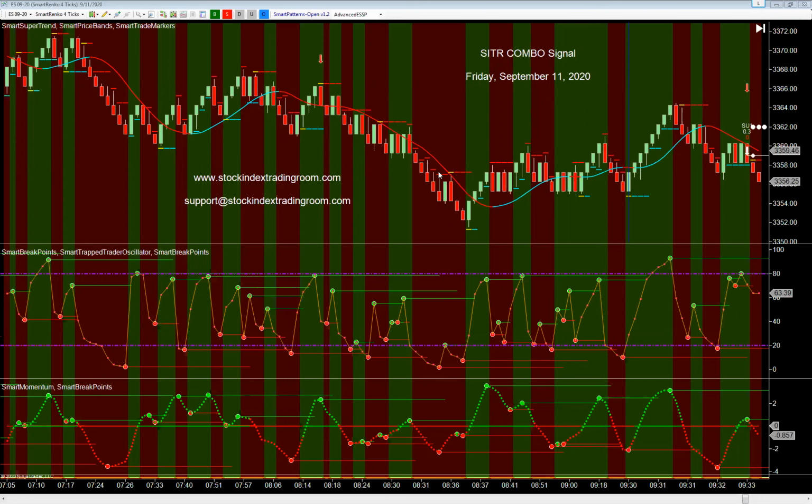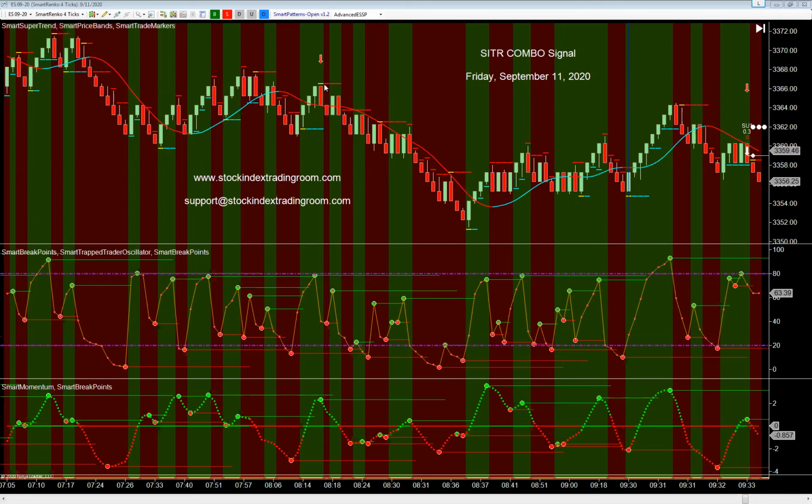Okay, so red for down, cyan or blue for up. The other indication we're looking for is simply a trap trader oscillator that is touching or exceeding our, we call this our extreme line or our zone. Once we get out of this zone and reverse, you can see continuation is highly likely.